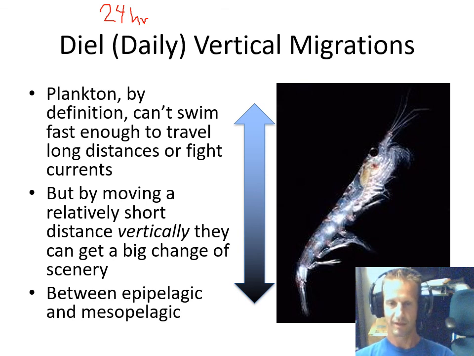Some of them will even swim a couple hundred meters to move between the epipelagic and mesopelagic environments. So epipelagic meaning from 0 to 200 meters, and then the mesopelagic being the environment from 200 meters down to 1,000 meters. So what we often see is these migrating plankton. During the daytime, they'll hang out in the dark beneath the euphotic zone, and then at the nighttime they'll move up into the surface waters.